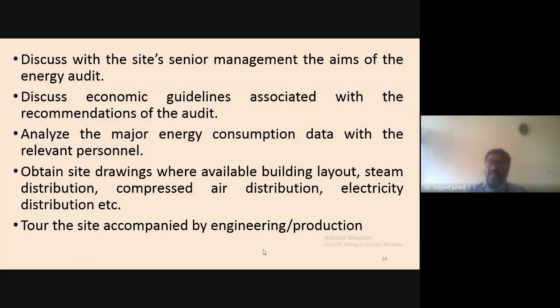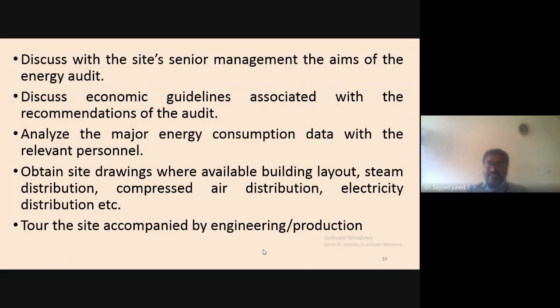Okay, and then after that, the guidelines. It means what? How many departments, how much energy consumption from each department, how much power consumption for each department. Next, analyze the major energy consumption data with the relevant personnel. It is also very important because the major energy consumption comes through the departments, like instruments or any kind of work, and the higher energy is consumed by these departments.